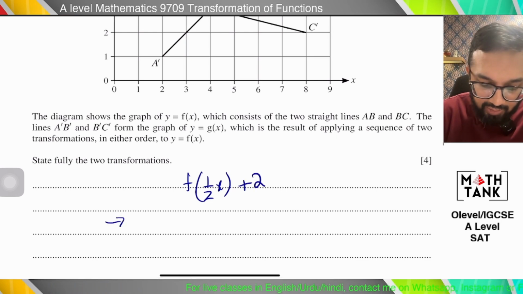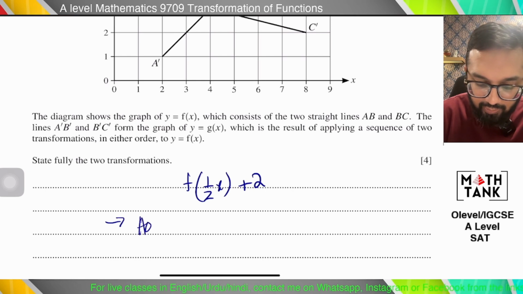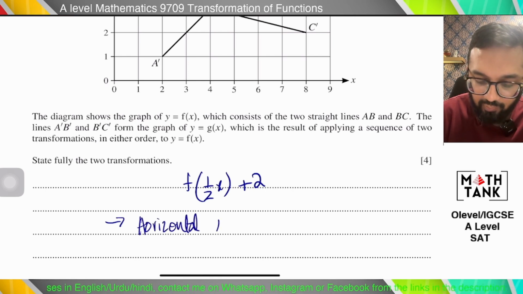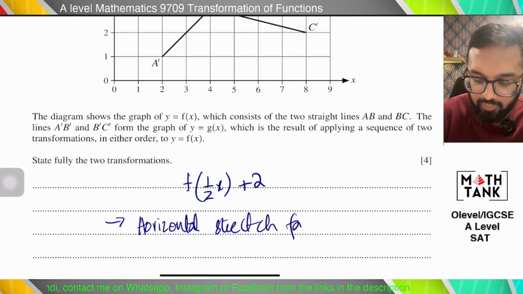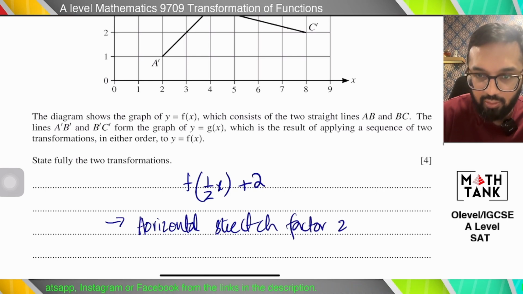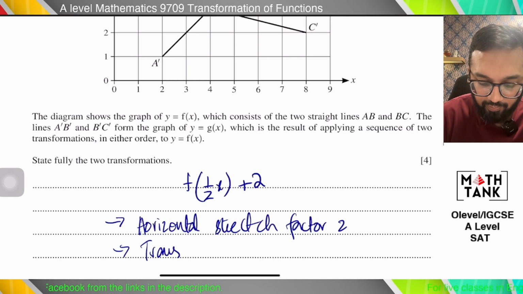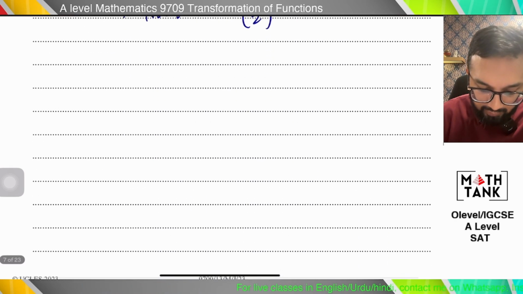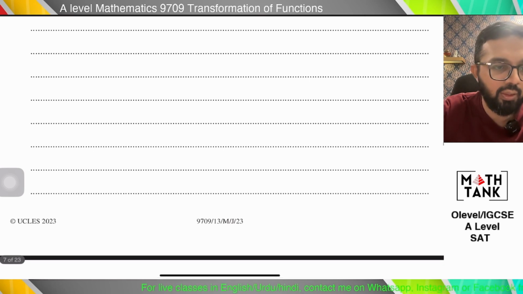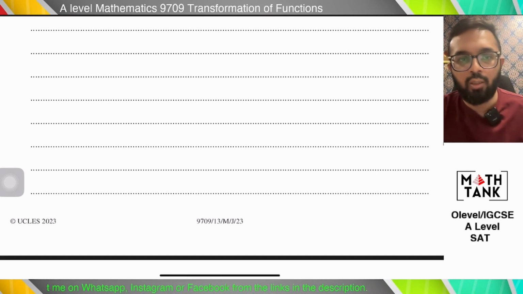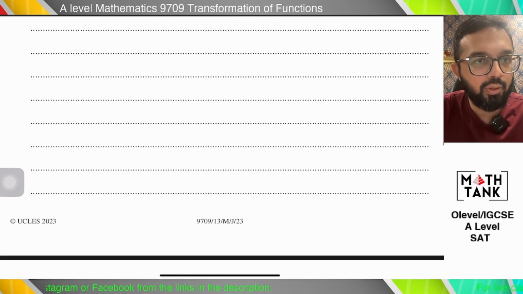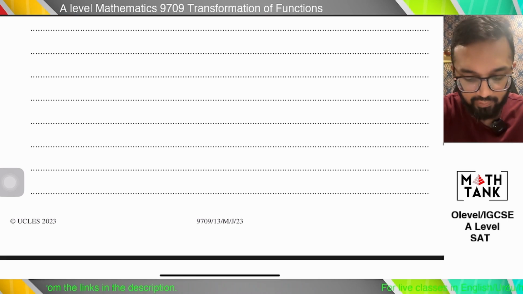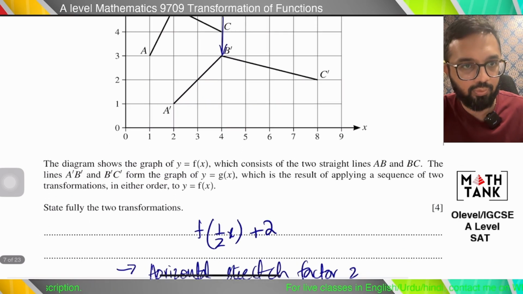How do I describe them then? State fully 2 sets of transformations. So horizontal stretch, factor 2, translation 0 2. I think those should be the correct answers. June 2313. I will have to again check. Okay, this seems like a lot of work in terms of transformations of functions. This question number 1.